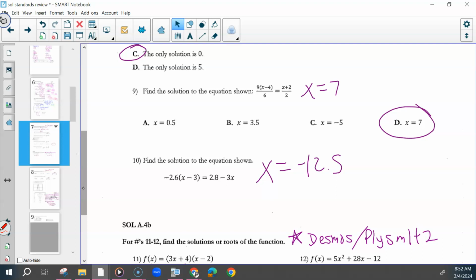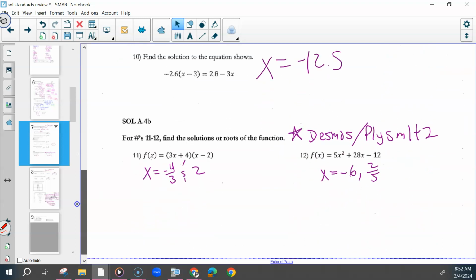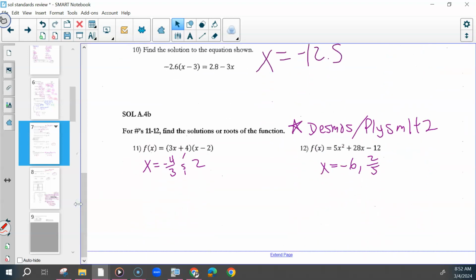11 and 12, for some reason, were repeats of the 2 questions before. So the answers are the same. x equals negative 4/3 and 2, and x equals negative 6 and 2/5.